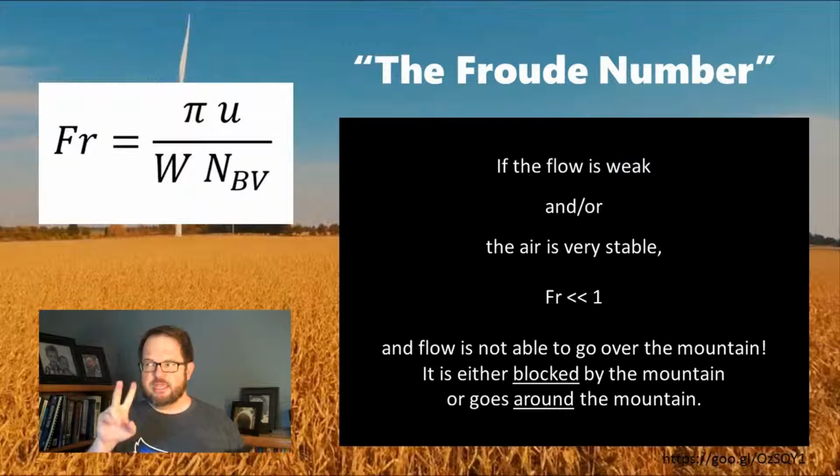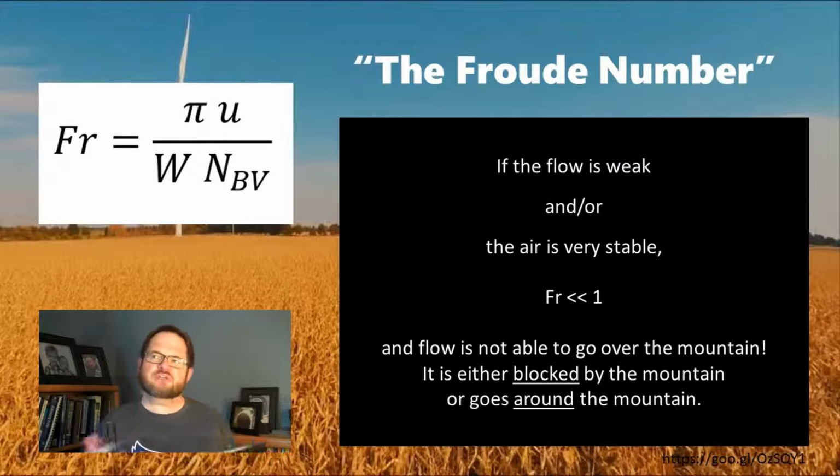There's a whole bunch of these numbers in meteorology, like the Froude number, the Reynolds number, and the Richardson number. The Froude number is a ratio, so we need to think about when the top is big and when the bottom is big. If the flow is weak, so the numerator is small, or the bottom is big, as in the flow is very stable, you're going to get a Froude number that is very, very small. Much smaller than the number 1.